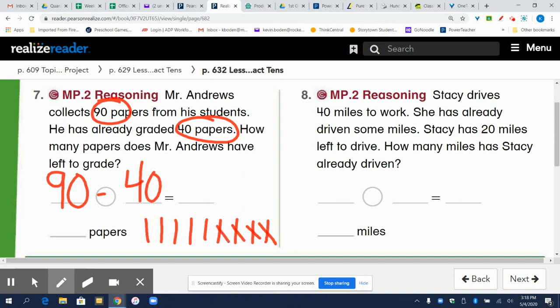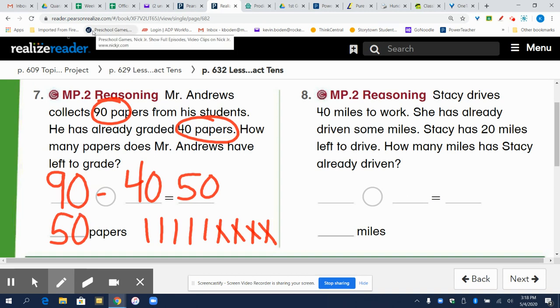How many tens does he have left? You got it. 5 tens or 50. So he has 50 papers left to correct. Now there's another way you could have done this problem too, and it's just all about fact families. So I'm going to show you that one right now. Remember our equation, 90 minus 40 equals 50.